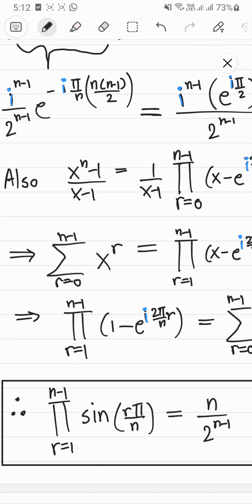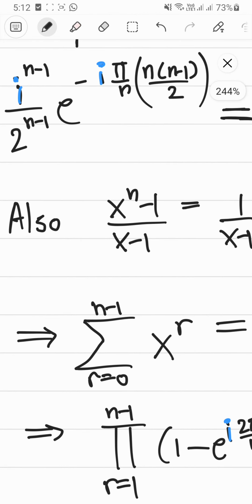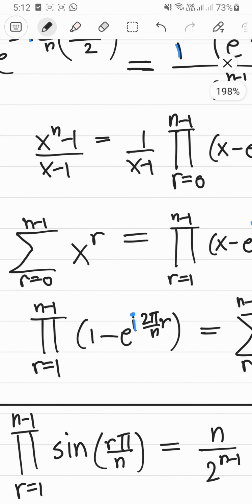The next step is just to put x equal to 1, because this is an identity. You can just put x equal to 1. Now you might be thinking, well, we divided by x minus 1 over here, so why can we do that? Shouldn't this give us something that is not correct?